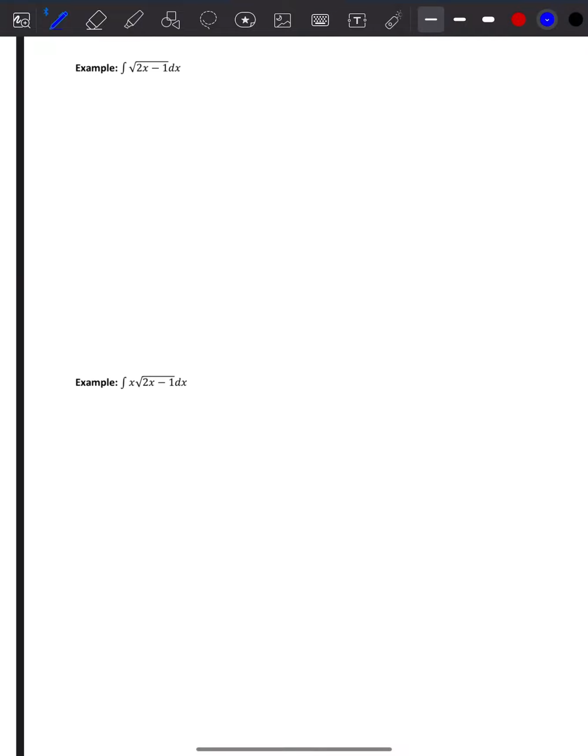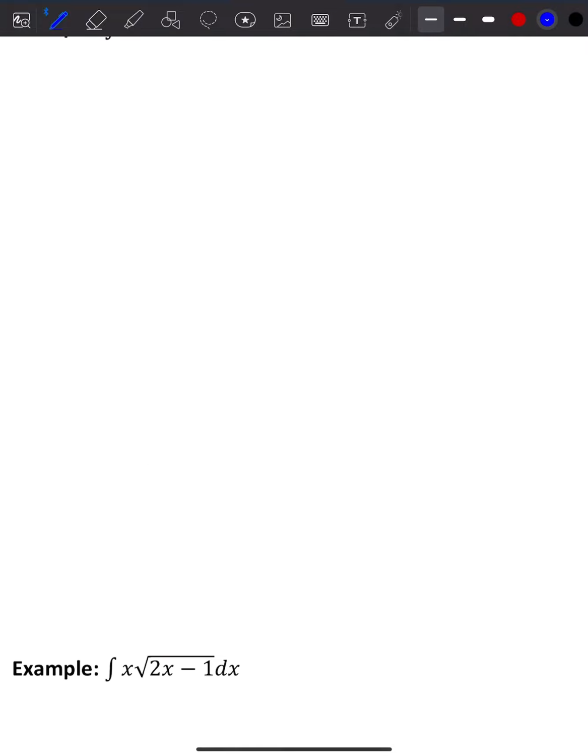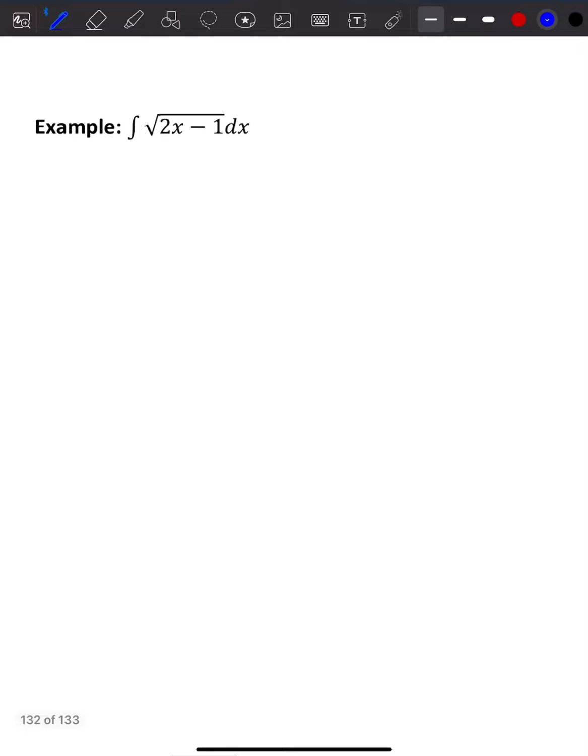So we're going to look at some other problems here that are a little bit different, starting with this one. One of the things that we notice here is that we have the integral of the square root of something that is not just x. U substitution can be used here because there is an inside and an outside function. I'm going to make my inside function 2x minus 1 because it is inside of the square root. So 2x minus 1 is equal to u.